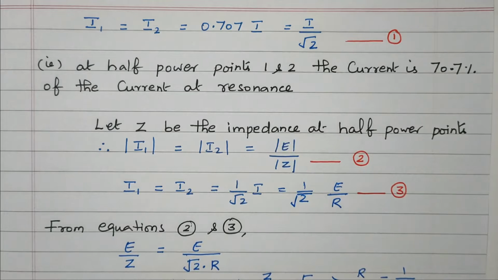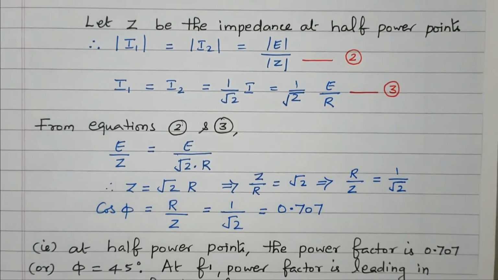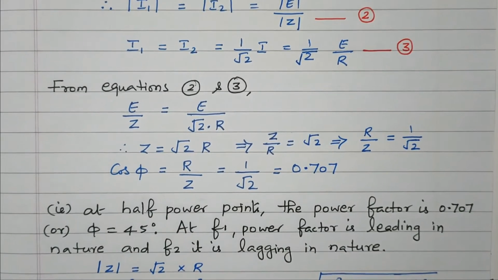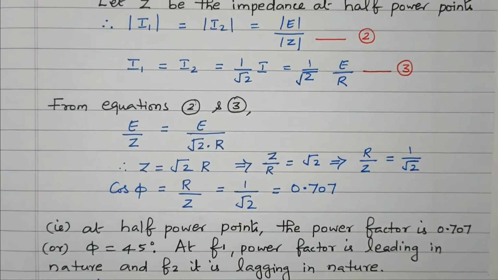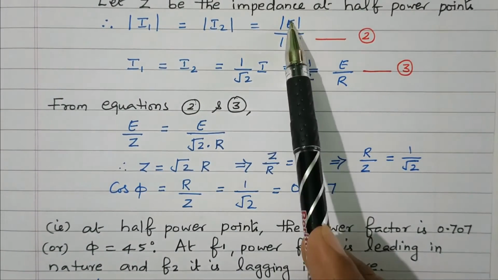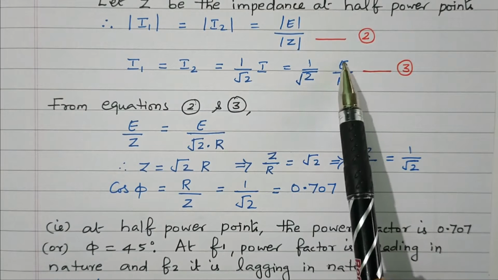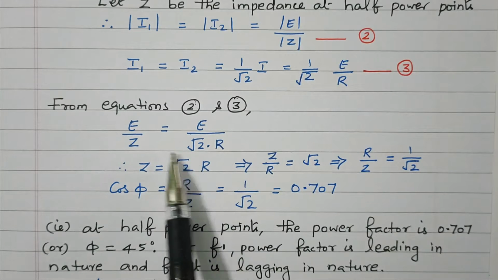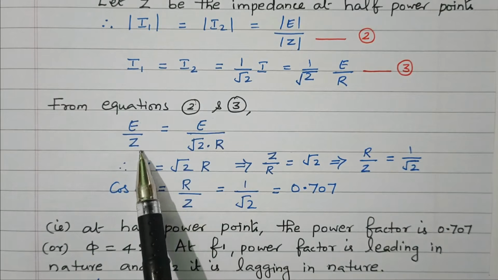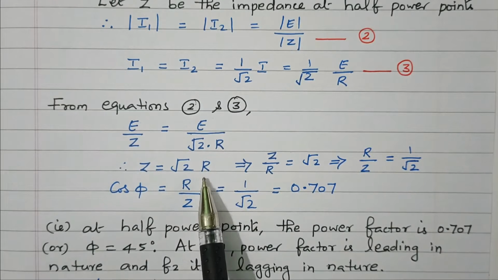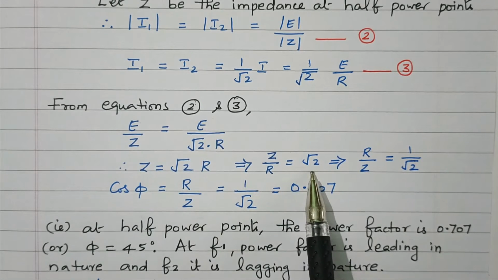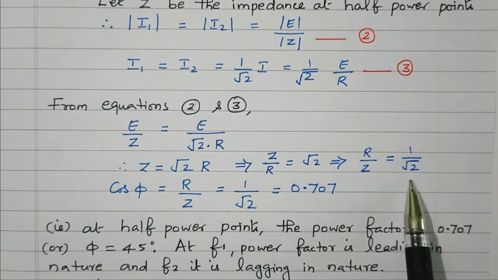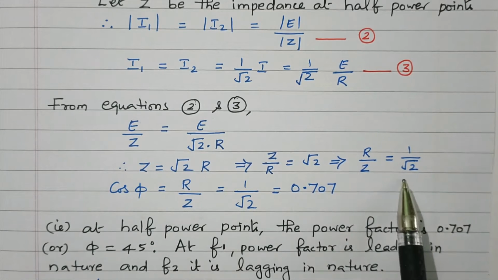Now we'll go for the further simplification. Equations 2 and 3 are equated, so we get E by Z equal to 1 by root 2 times E by R. The E gets cancelled, so Z equal to root 2 R. So Z by R equal to root 2, and taking the inverse, R by Z equal to 1 by root 2, right?